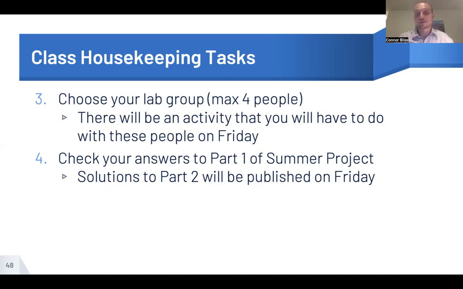And again, if you've not yet done part 2 of the summer project, try to get that in ASAP. I'm going to be publishing the solutions to part 2 for you to check your work and give you a chance to go over those solutions with your lab group on Friday. So if I do not yet receive that part 2 by the time I publish those Friday morning, then that part 2 would be considered late at that point. But if there are any questions that you do have, please feel free to reach out to me.